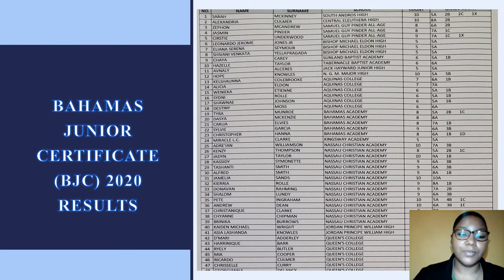This is the Bahamas Junior Certificate Top Achievers results for the year 2020. If we look at the schools from which these top achievers come, we would notice a continuous pattern, whereas most of the high achievers are from private schooling. This shows that private schools put out better achievement scores than government schools.